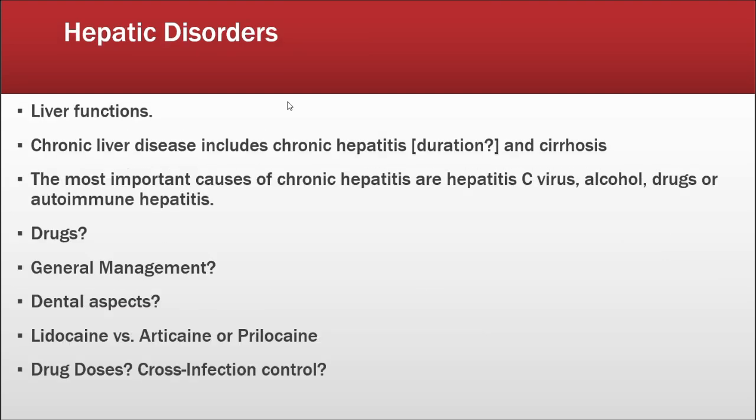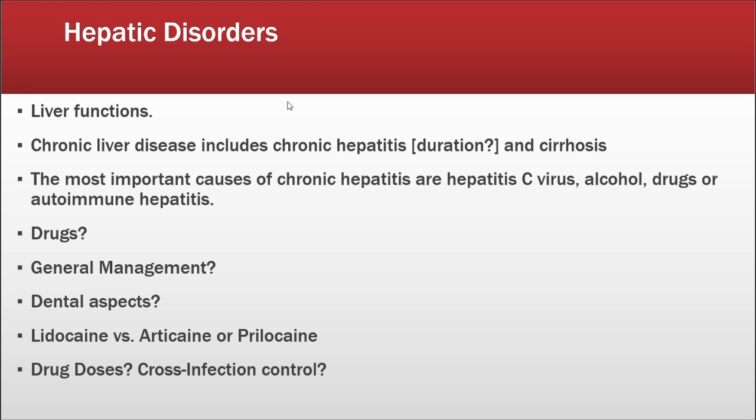Now, hepatic disorders. The function of the liver is metabolism. Metabolism for many things, for medications, for anything that we might get. Now, liver disease in general can be acute or chronic. Now, if it's less than 6 months, we call it acute. If it's more than 6 months, we call it chronic hepatitis. And cirrhosis. Cirrhosis is basically transformation of the liver parenchyma into fibers.